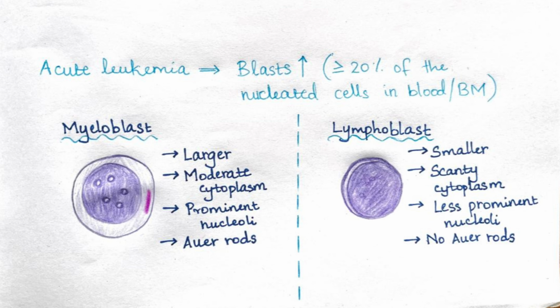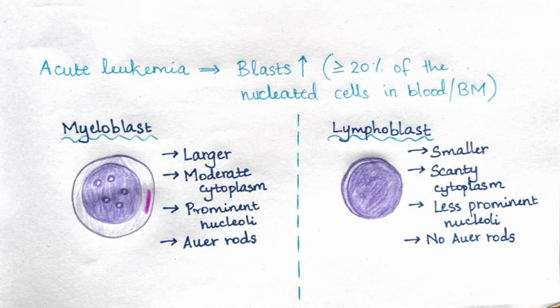In acute leukemia, there will be an increase in the number of blast cells, and according to WHO criteria, blast cells will account for 20% or more of the nucleated cells in the blood or bone marrow. There are two types of blast cells, myeloblasts and lymphoblasts.